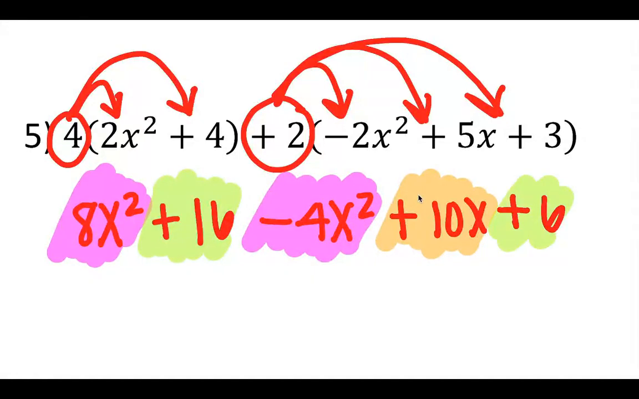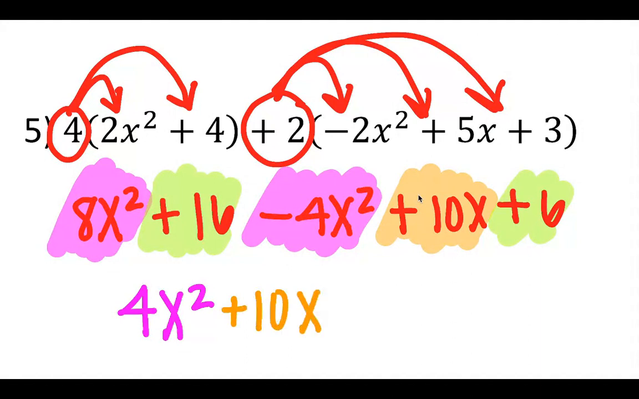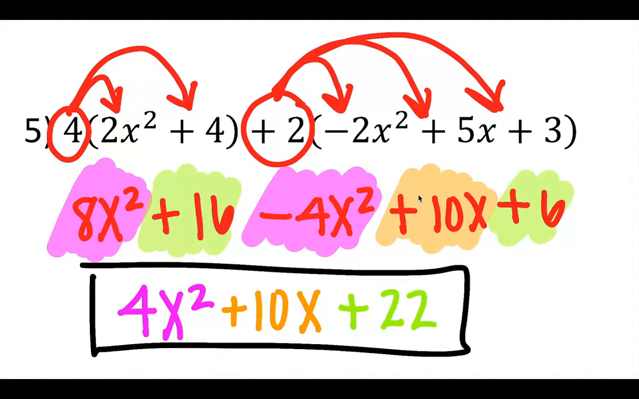Then when I start to combine, I'm going to start with my x squareds. 8x squared minus 4x squared is 4 x squareds left. Then I move on to my oranges, my x's, which I only have 1, so I'm just bringing him down as he is. Then my constants, the greens, 16 plus 6 gives me 22. And there it is. So if you have numbers, remember to distribute first, then you start combining your like terms. Distribute first, then you start combining all your like terms.